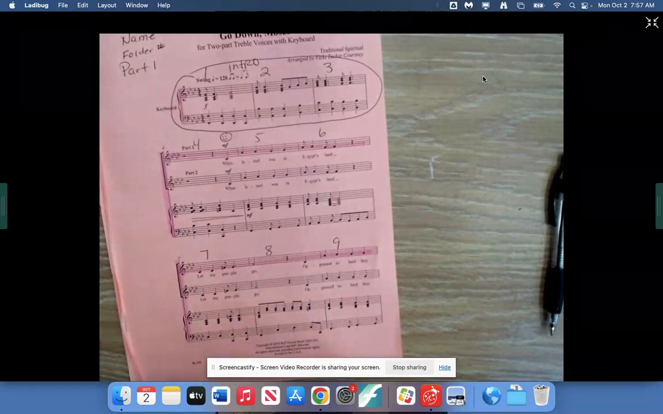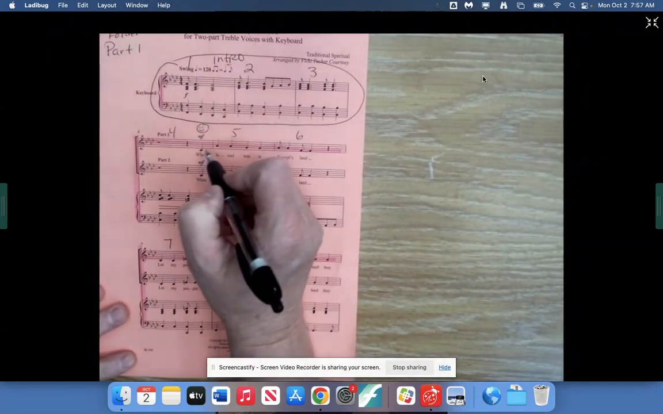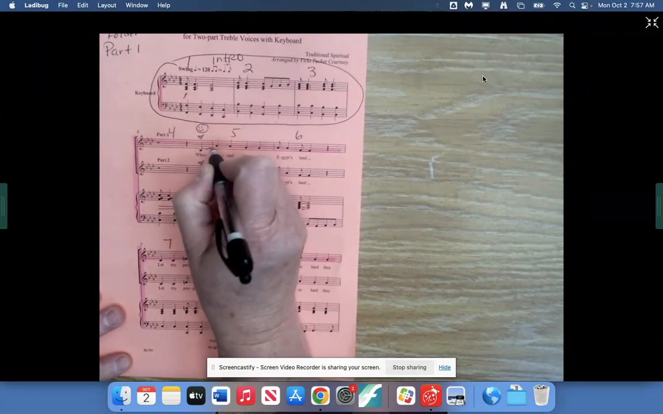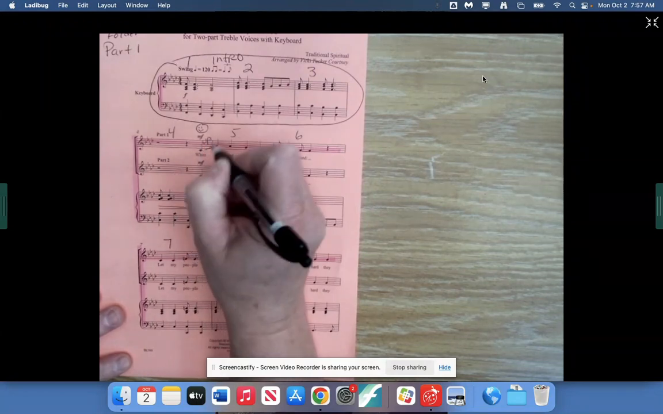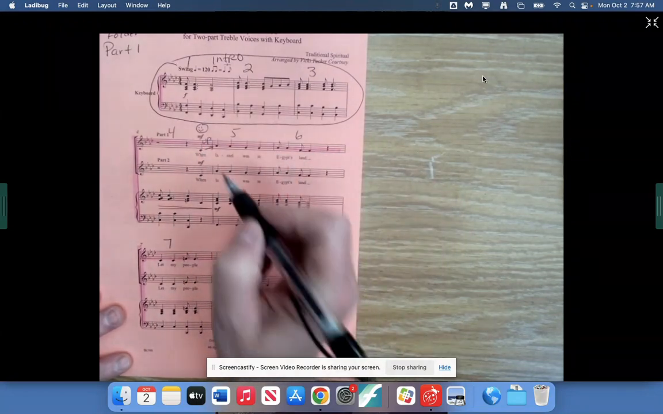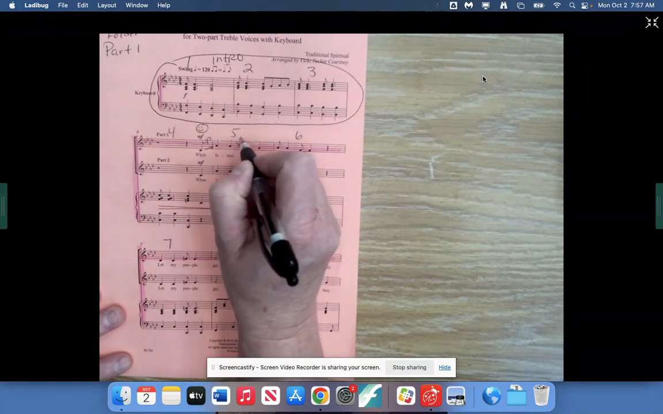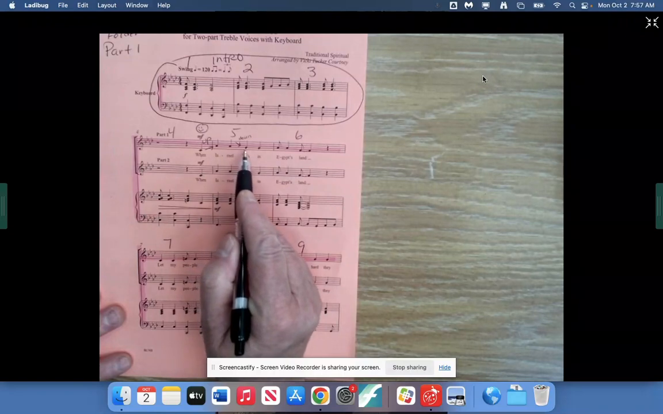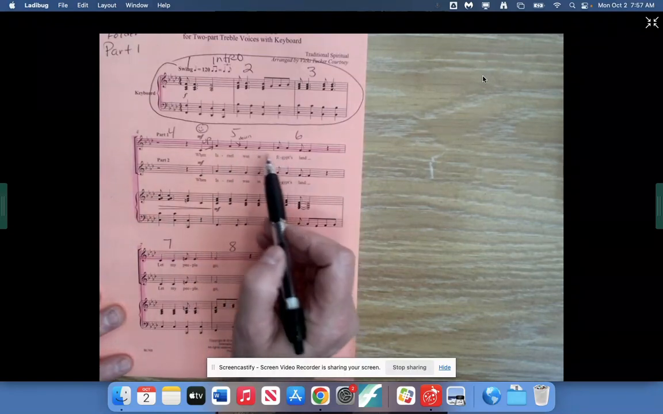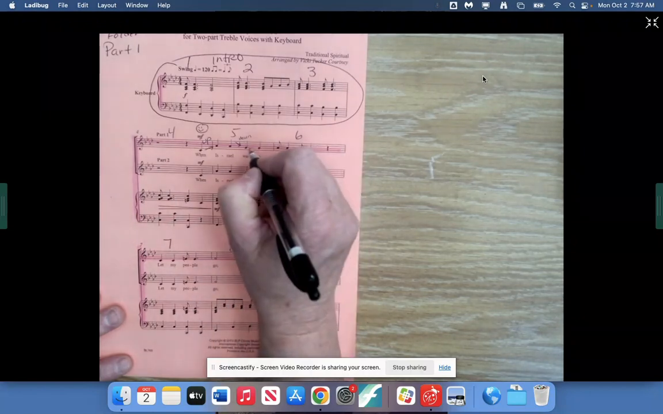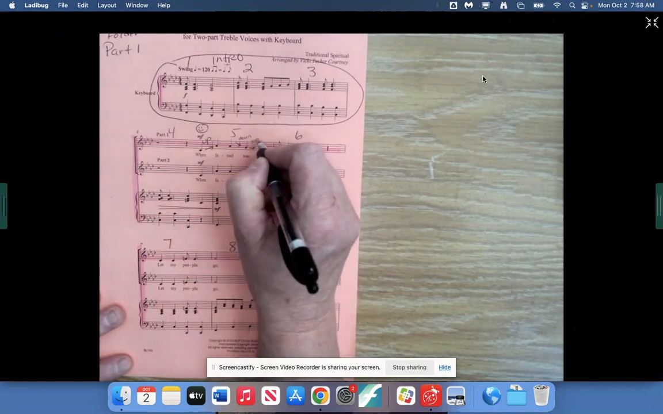Okay. Now I want to teach you about when pitches go up, down, or stay the same. So from "when" to "Israel," this goes up, right? It's getting higher. And from "Is-" to "-rael" is going down. Move down the staff from the space to the line below it. "Was in," these two, stays the same.